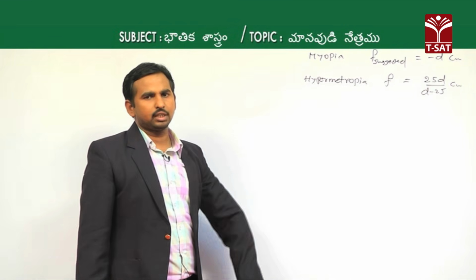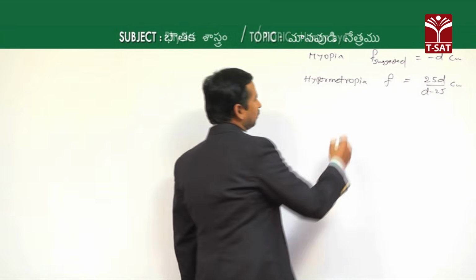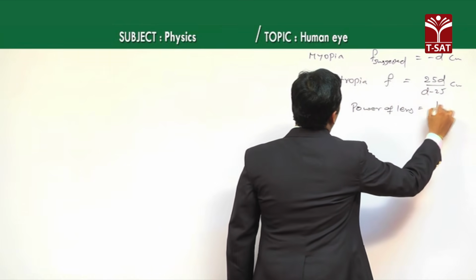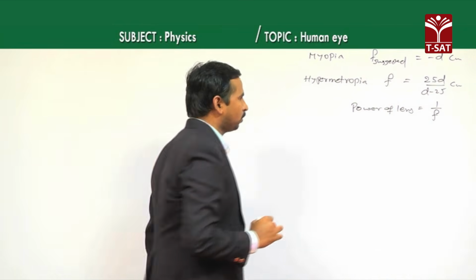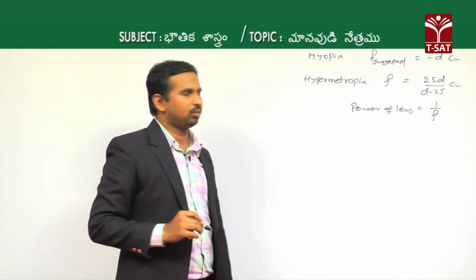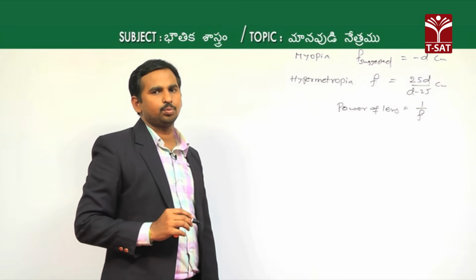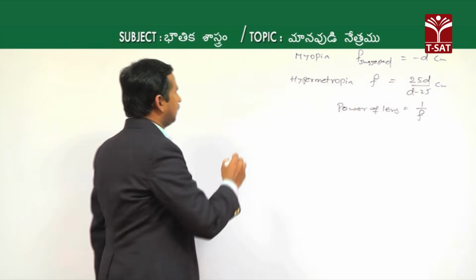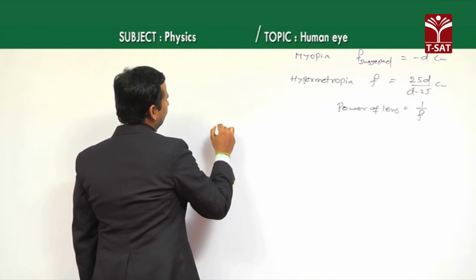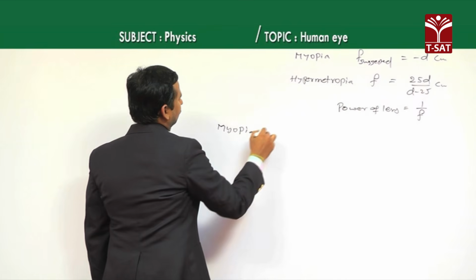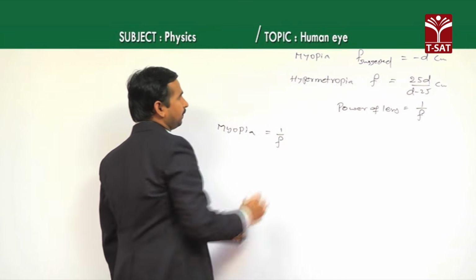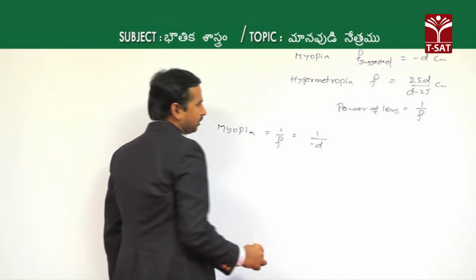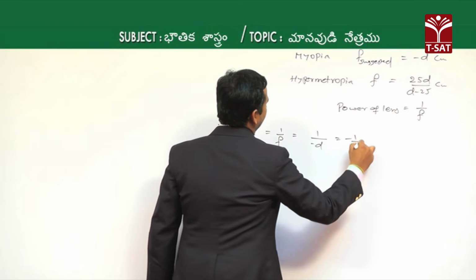For the case of numericals, we already know the formula for power of a lens is 1 by f, the reciprocal of the focal length. Okay. Power of the lens is equal to 1 by f. Then for the case of myopia, the required power is P equal to 1 by f, where the suggested focal length is minus d, so P is minus 1 by d.